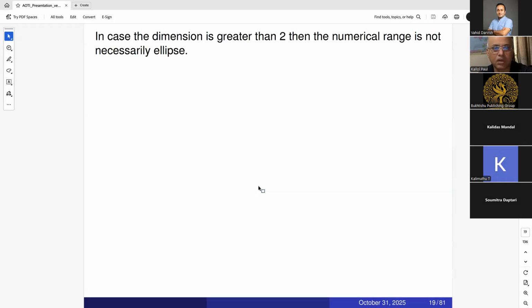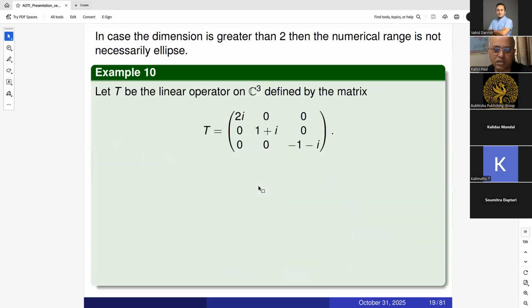Now, the question is, if the dimension is greater than 2, how does the numerical range look like? Will it be convex? The answer is yes. So in general, for dimension greater than 2, the numerical range is not necessarily an ellipse, but it will be convex. We will prove it in a short while. But let us see first, how can it look like?